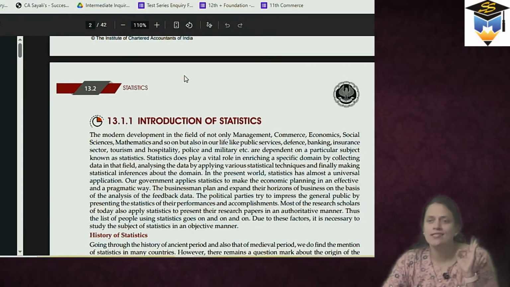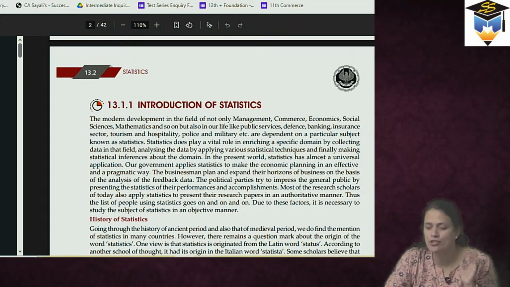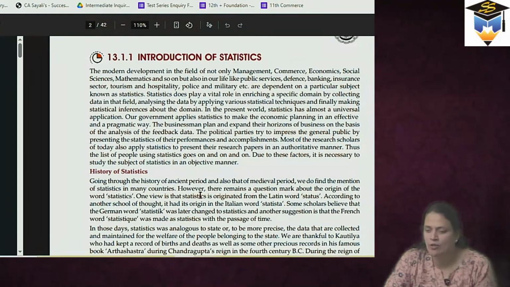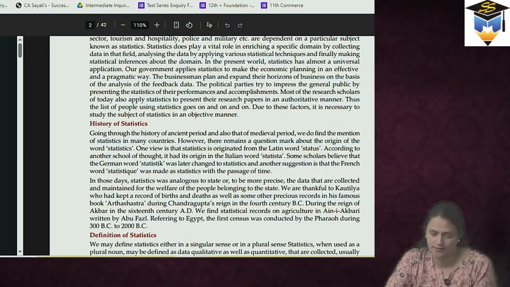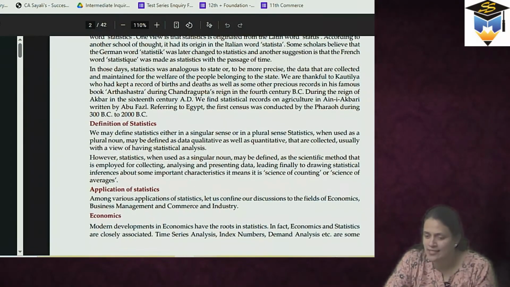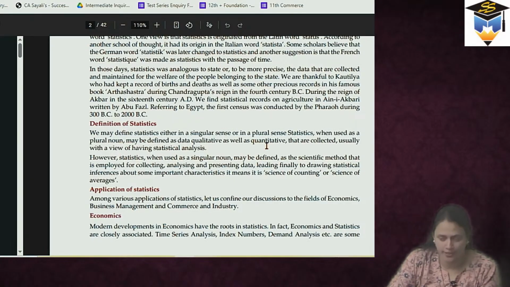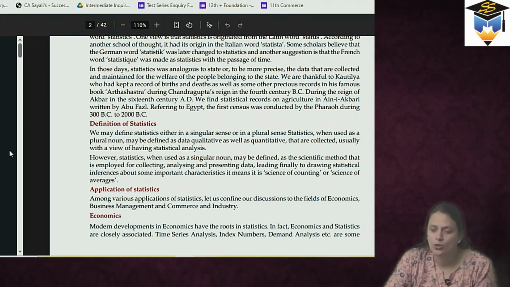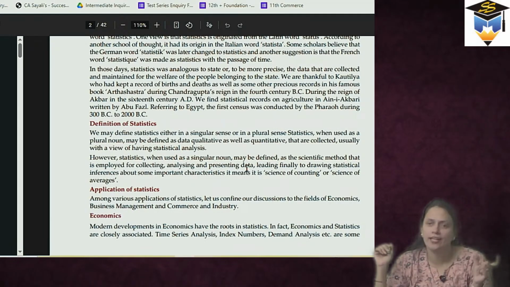Statistics is nothing but a branch of mathematics. If you can see over here, the word statistics originated from the Latin word status, and I think according to the German word statistik. Now the definition of statistics, we'll read that. Statistics may be defined as data, qualitative as well as quantitative, that are collected usually with a view of having statistical analysis. Now what is qualitative data?